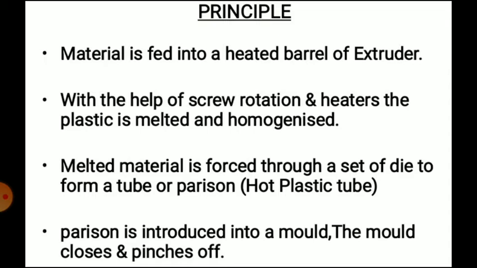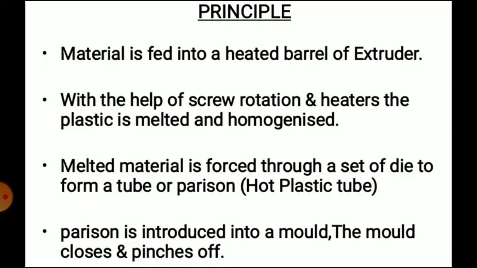Material is fed into the heated barrel of an extruder with the help of screw rotation and heaters. The plastic is melted and homogenized. Melted material is forced through a die to form a tube, which is also called a parison. Parison means a hot plastic tube.